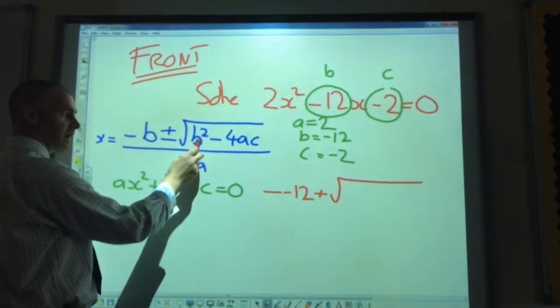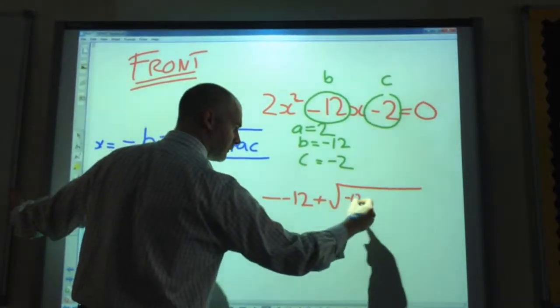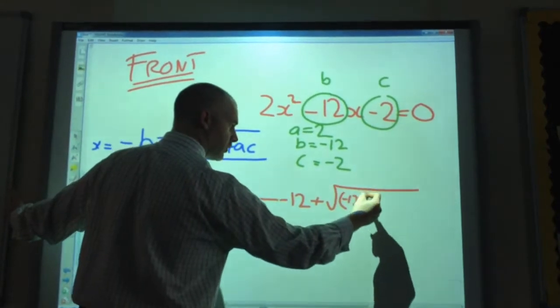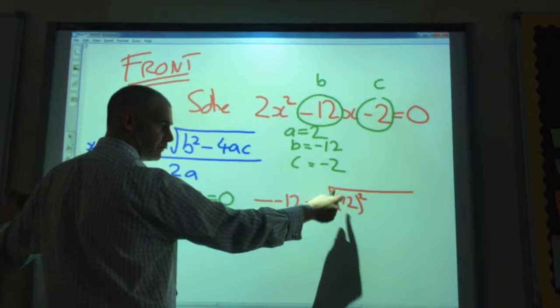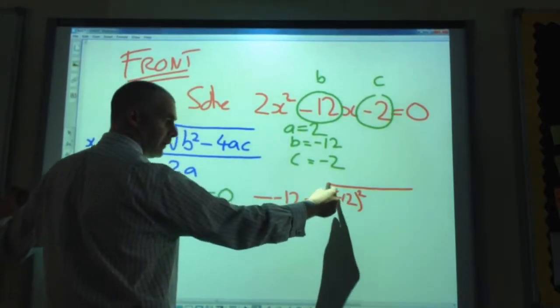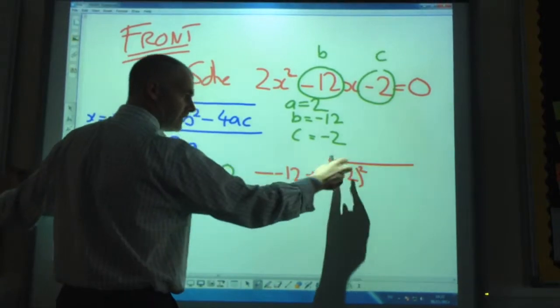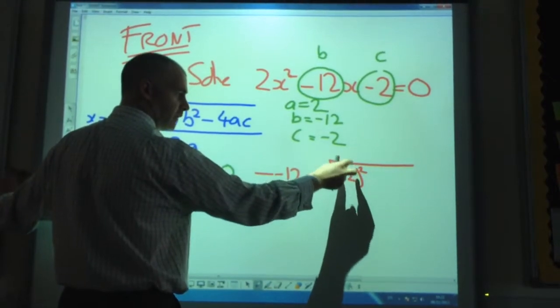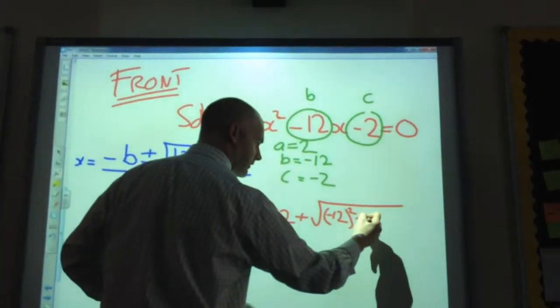This says b squared. The b is worth minus 12, so you do minus 12 squared. Make sure you do that in brackets on a calculator, otherwise the calculator will just do 12 squared and put a minus in front, which is wrong. Minus 12 squared needs to be in brackets because it's positive 144. Then it says minus, so you put a minus.